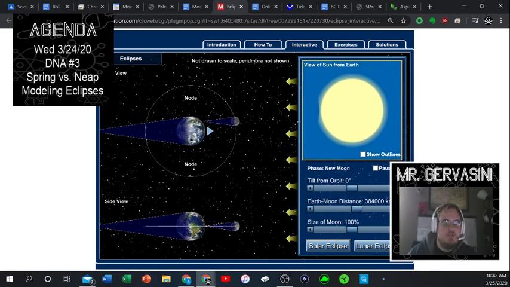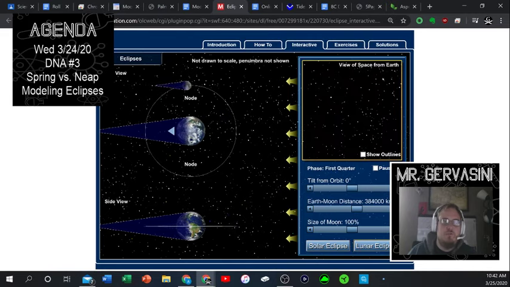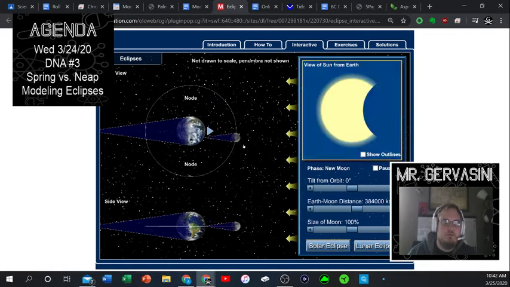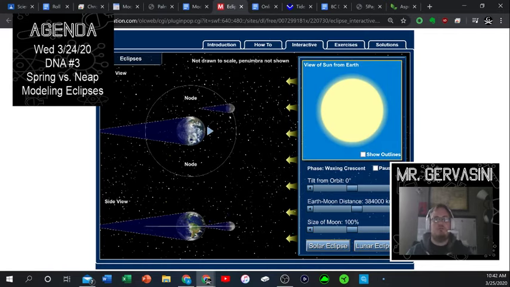The nodes are just the halfway points. As soon as the moon crosses the node, instead of seeing the view of the sun from the Earth, you'll switch to a view of space from the Earth. I can actually click and drag it. And then you'll eventually see something happen with the moon. All right. Just like you would with the sun. So the moon will run on its own, or you can click and you can drag it.